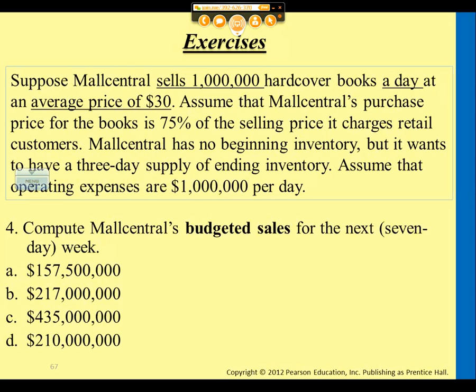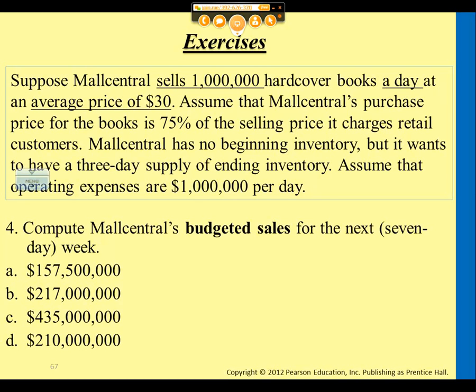Suppose Mall Central sells 1,000,000 hardcover books a day at an average price of $30. Assume that Mall Central's purchase price for the books is 75% of the selling price if it charges retail customers. Mall Central has no beginning inventory, but it wants to have a 3-day supply of ending inventory. Assume that operating expenses are $1 million per day.